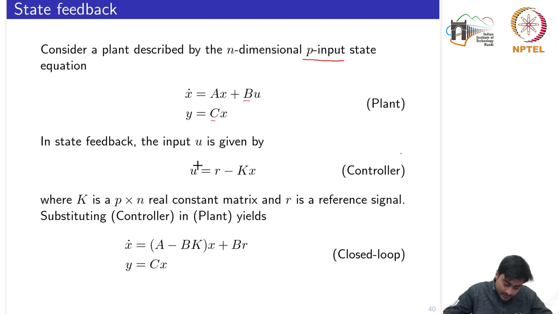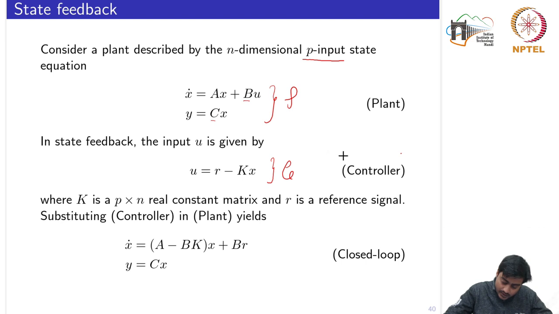We denote this as the plant, and in state feedback the input u is given by this one. We have seen earlier for the single variable case that we designed such kind of input, but now the K would be a matrix instead of a vector. K is a p cross n real constant matrix, and r is a reference signal.